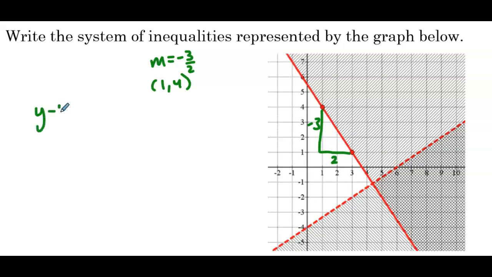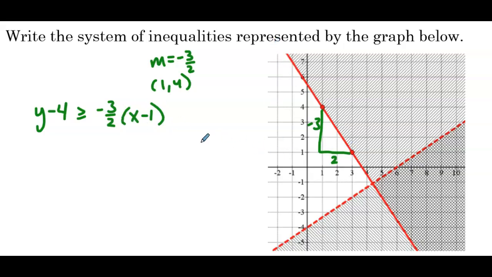So we have y minus 4. Not sure what the inequality sign is going to be yet. Negative 3/2, x minus 1. Now if we notice, the shading is above the line, so the y coordinates should be greater than those that are on the line. So it should be greater than or equal to, right? Solid line means we have equal to.